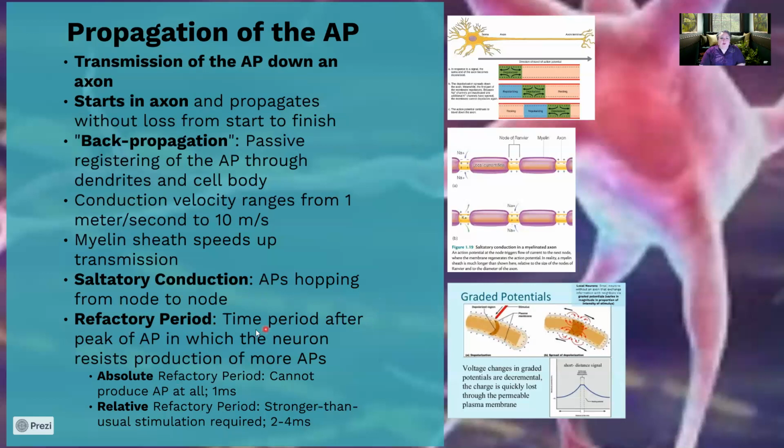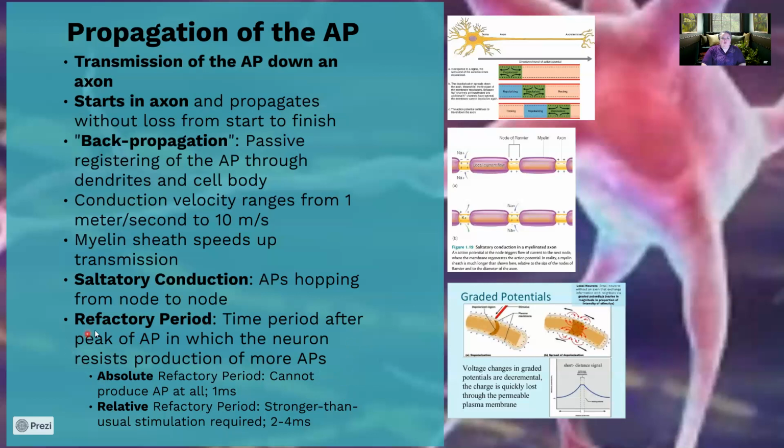And the refractory period is the time period after the peak of the action potential in which the neuron resists production of more action potentials. So what that means is a neuron can't just be doing an action potential after action potential, one right after the other. There has to be a quick refractory period where it can basically gather itself, get back to that resting potential, and then receive another signal.